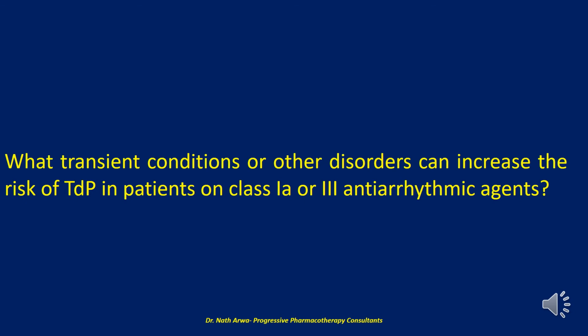The next question reads, what transient conditions or other disorders can increase the risk of torsade de pointes in patients on Class 1A or 3 antiarrhythmic agents?